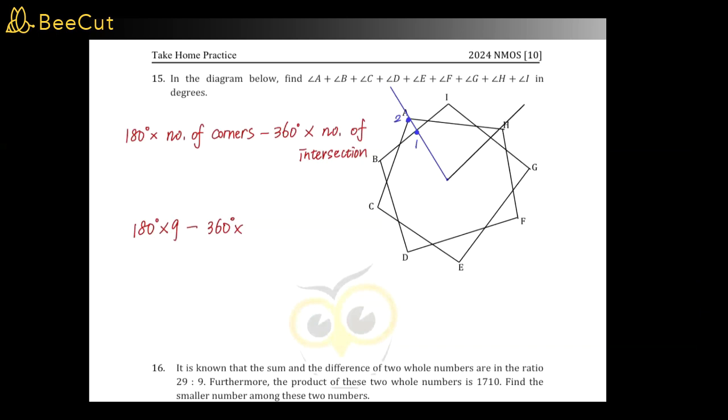Now, if you choose any other corner, the number of intersection points is always the same. Let's say you choose point H. There are also 2 intersection points. 1, 2. So the number of intersection points is always 2. This times 360, so the difference is 900. That gives us the answer.